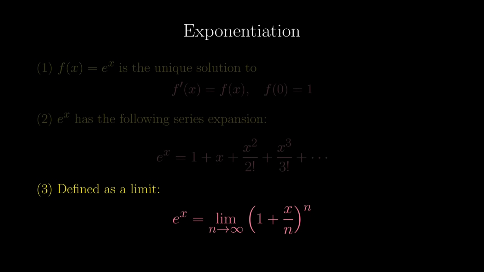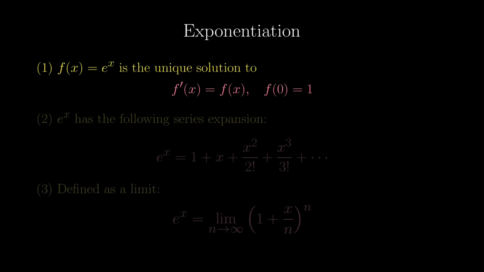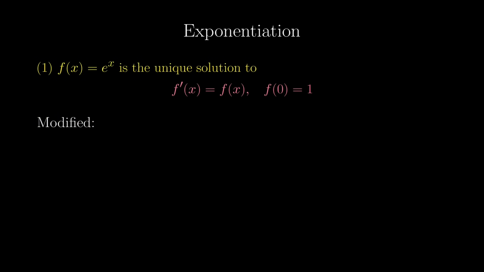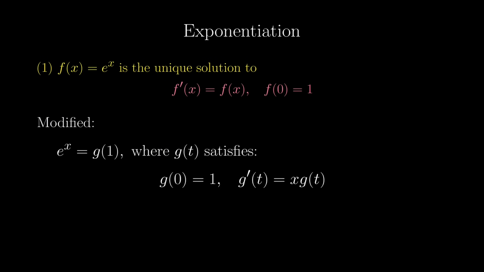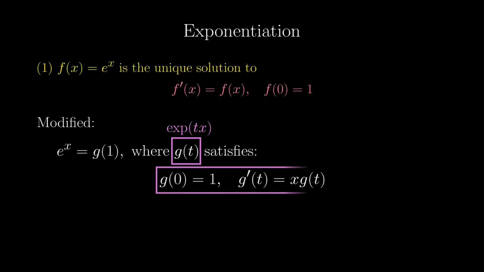For this video, I'm mainly going to use the derivative property of the exponentials, but we modify this definition a little bit. We instead consider another function g of t that satisfies another set of related conditions. Don't worry, g of t would actually just be exponential of tx, and the conditions here are just what we expect exponential of tx should satisfy. Then e to the x is simply plugging in t equals 1.